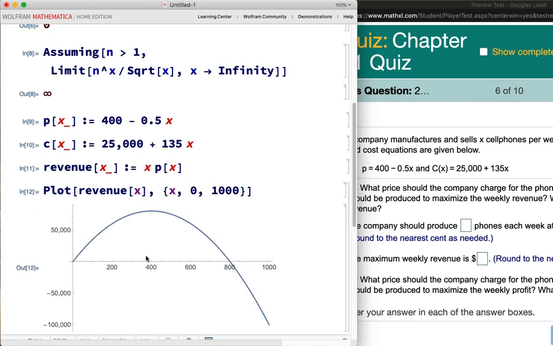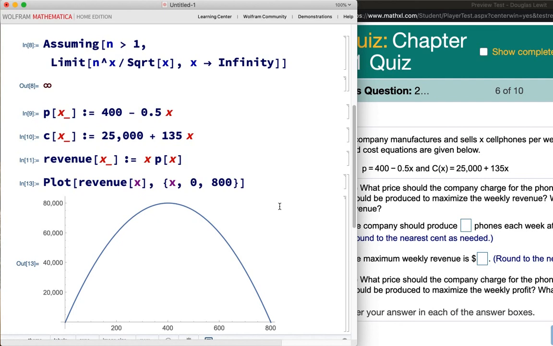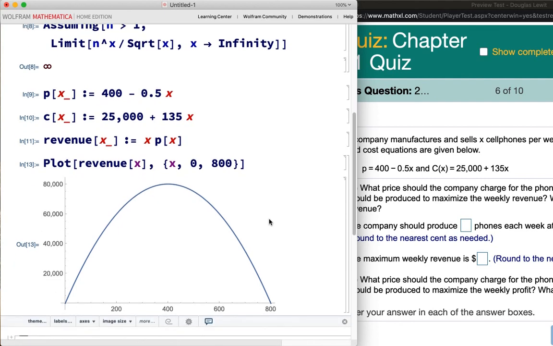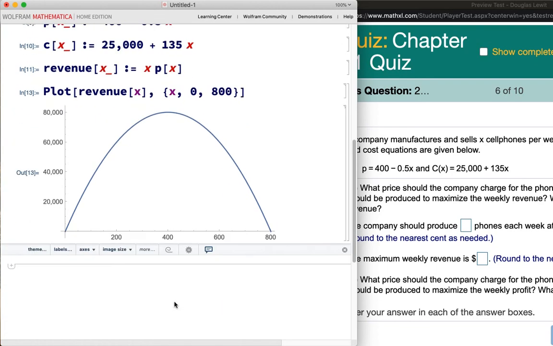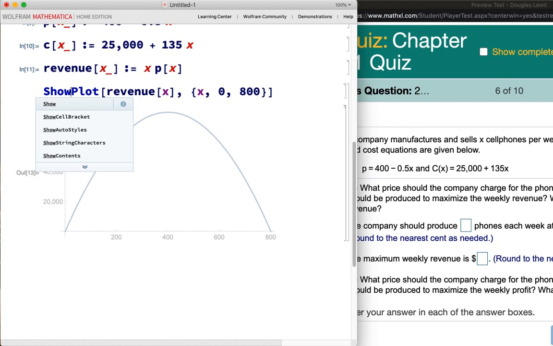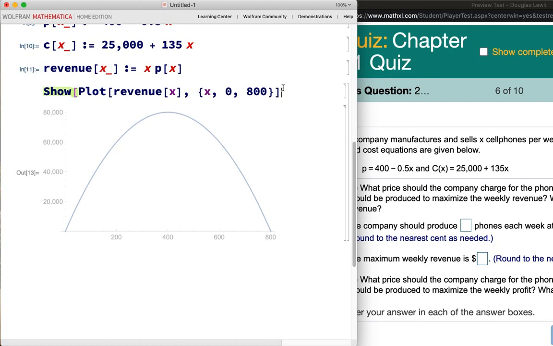Okay. So actually, I don't even need to go up to 1,000 in my graph. I could just stop at 800. It looks to me like the maximum revenue occurs here when x is equal to 400. So let's see if that's actually true. Let's draw that picture.